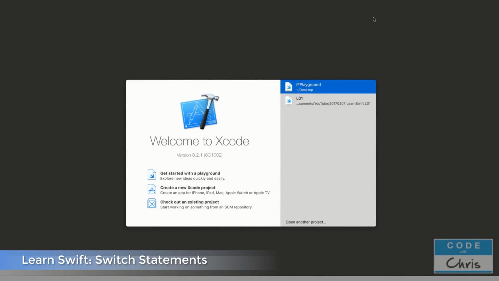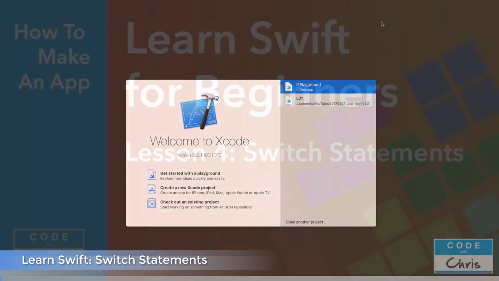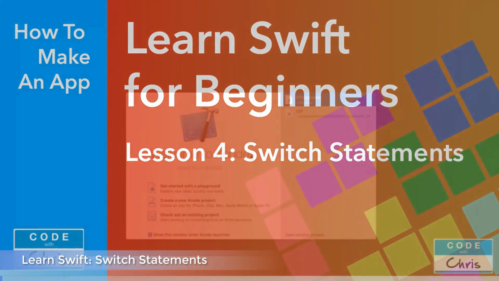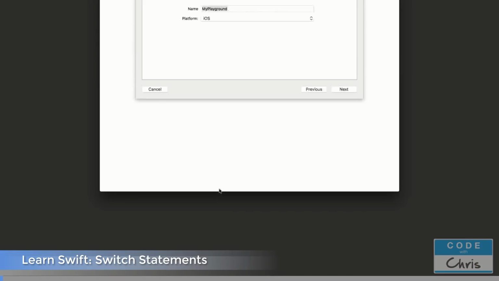Hello, welcome to the Learn Swift for Beginners series, Lesson 4. In this lesson, you're going to learn about switch statements, and like the if statement, it allows you to make decisions with your code. Alright, so let's get started. Let's start by creating a new playground for this example.